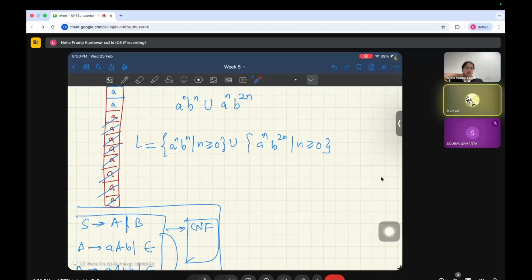Yes, sure. So in that case, some epsilon moves would be required. One epsilon move would be required, and then we can find it. But we do not have a product automata kind of thing for the PDAs. We do most of the things at the level of the grammar in CFLs, not at the level of the machine.